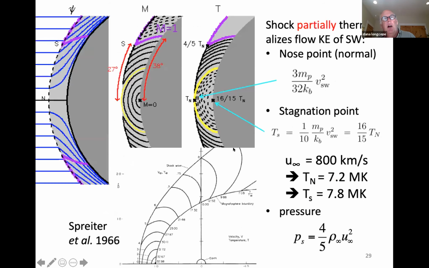Okay, so this is the sort of story of what's known as the bow shock, the place where the solar wind has been slowed down outside of the Earth's magnetosphere.